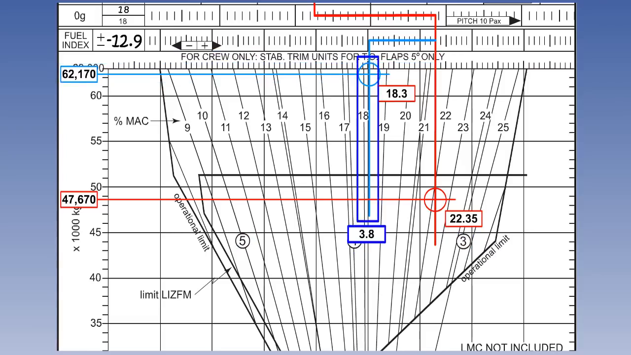Using the previously calculated takeoff centre of gravity, 18.3% mean aerodynamic chord, drop a line down parallel to the adjacent line, and where it intersects between the 3 and 4 units is the trim setting for takeoff, in our case 3.8 units.